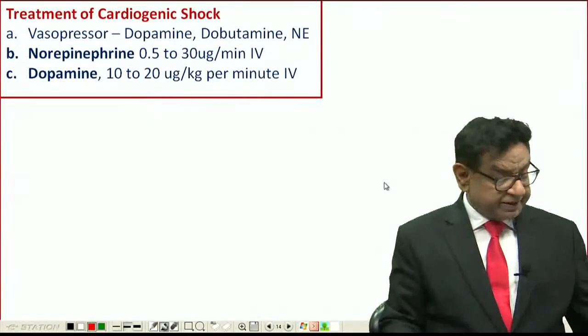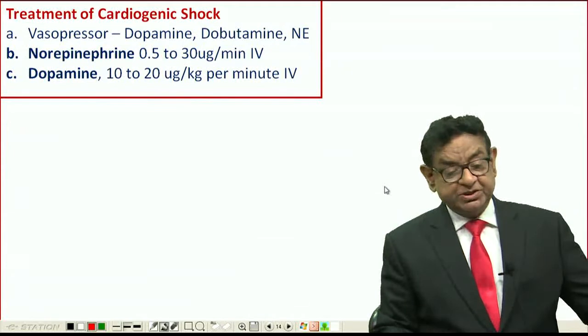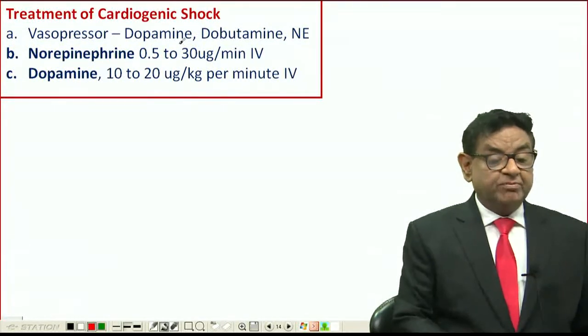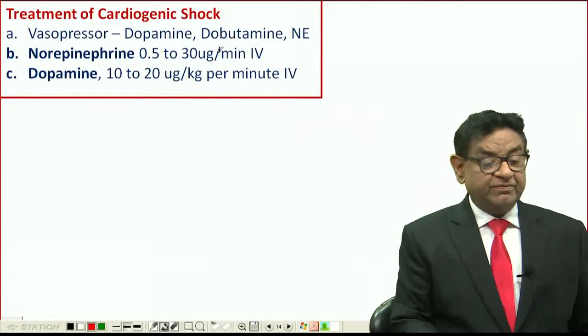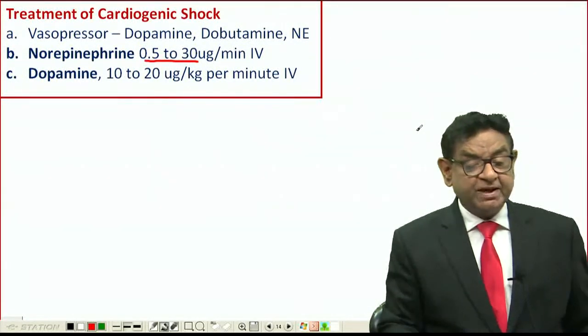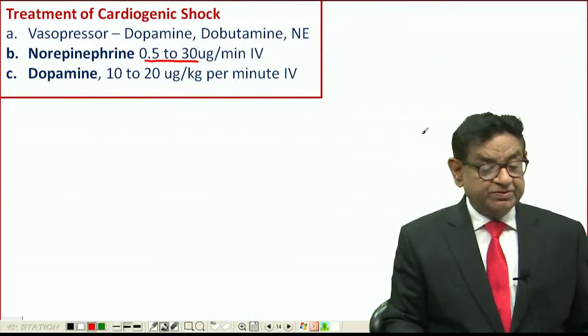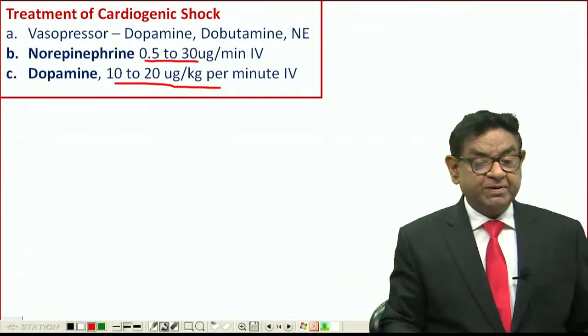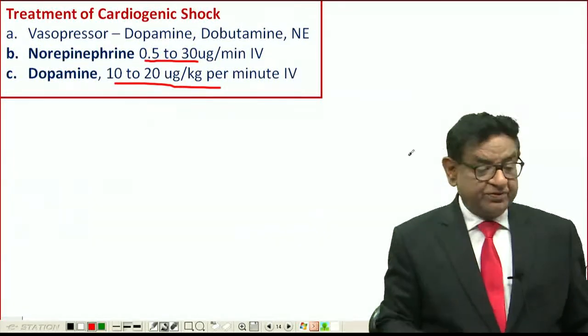And how to treat a case of cardiogenic shock? We use vasopressors in the form of dopamine, dobutamine, or norepinephrine. Norepinephrine is given in the range of 0.5 to 30 micrograms per minute by IV infusion. Dopamine is given 10 to 20 micrograms per kg per minute, again by IV infusion.